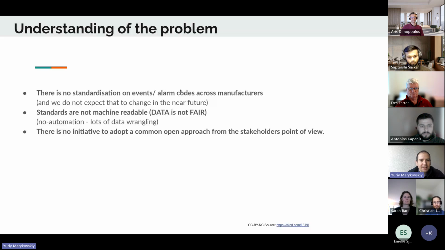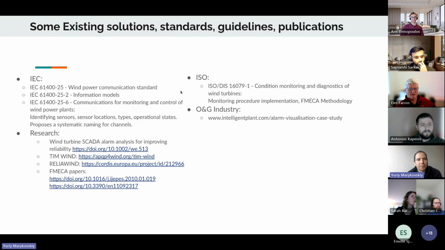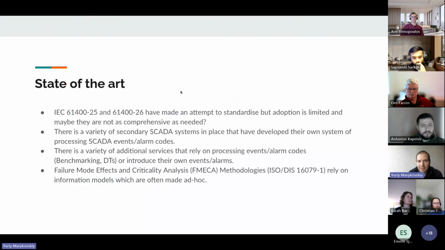And the main thing that we saw is that there is no initiative to adopt a common open approach from stakeholders' point of view. Sometimes there is no clear benefit for people to start looking into standardization or to do something with the current state. So this is a brief slide, not very important, just some existing standards and guidelines that we went through. There's an IEC group, there's an ISO group, but as we said, the main problem with them is that they're not machine readable.